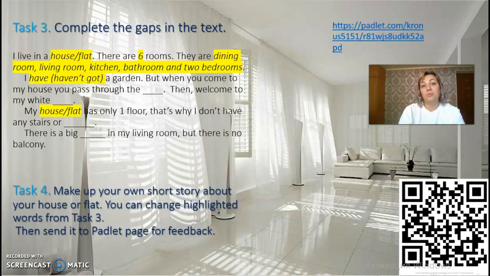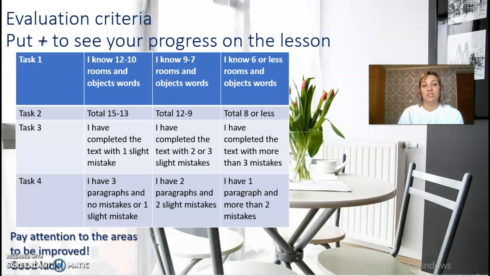And the most important part is evaluation criteria. How to understand, do you have any progress, or if you don't have any progress? It's very easy. Here is the criterion. You need to put the plus or tick near these tasks. So here you can see the tasks in the first column, task 1, task 2, task 3, and task 4. And here you can see some criterion. Of course, you need to pause the video to be acquainted with them closely.